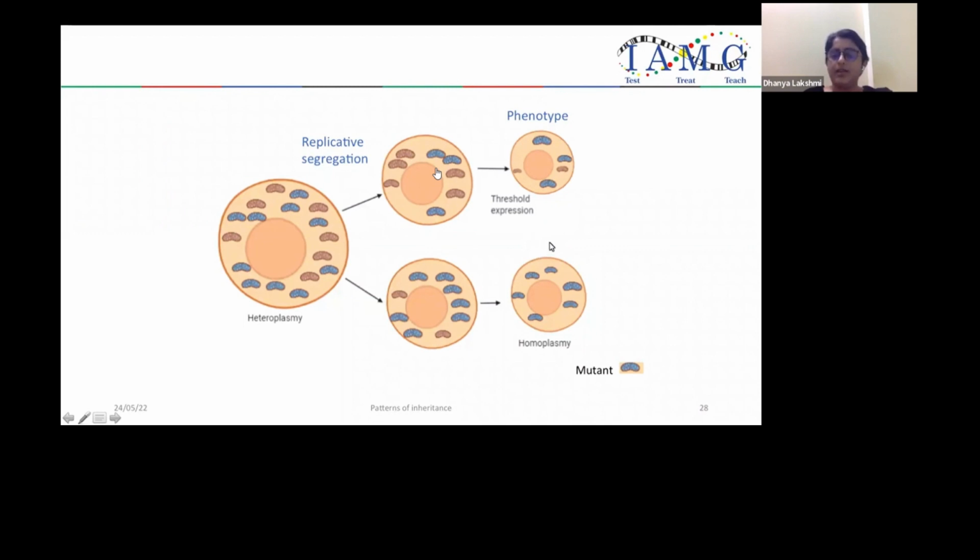And when a daughter cell has only one type of mitochondria, that is either the mutant type or the wild type, that phenomenon is known as homoplasmy. And if there is a mixture of both wild type as well as mutant mitochondria, that phenomenon is known as heteroplasmy.